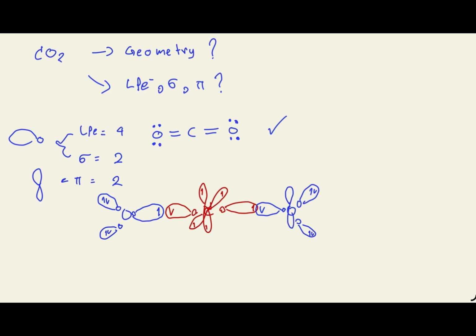Okay, this lets them overlap on the x-axis and y-axis. So they connect on both axes, making pi bonds on both sides. Okay, we are done with carbon dioxide. Clear. Let's look at the next one.